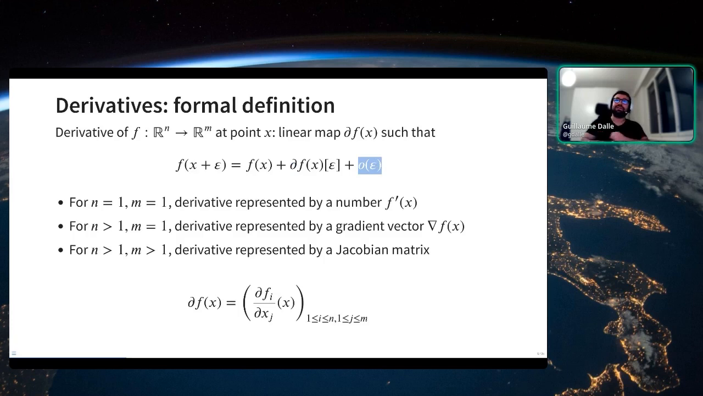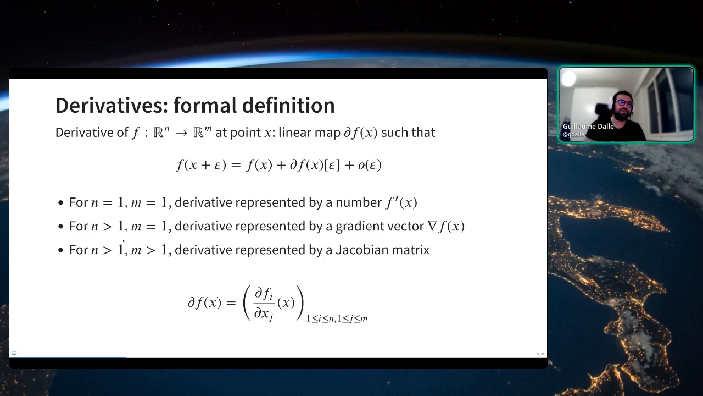Now, this linear map has several names and several representations depending on the specific scenario. For instance, if you take a function from numbers to numbers, then you can just represent this linear map by a number as well. And we call this number the derivative. If you have several inputs but one output, you can usually represent this linear map by a gradient vector, nabla of f. And this is very useful, of course, in machine learning and deep learning, where most of the parameters in neural networks are learned by an algorithm called gradient descent.